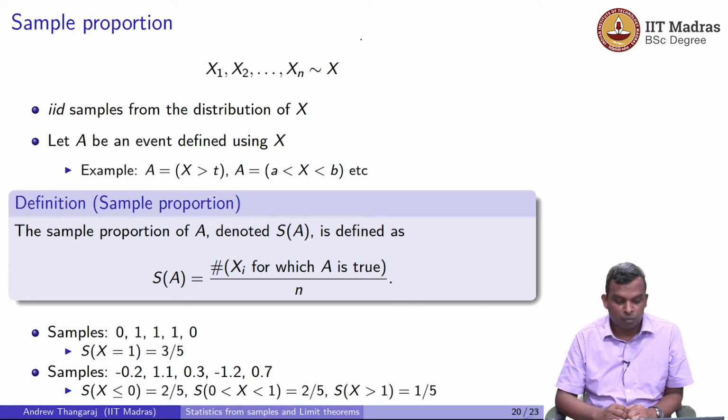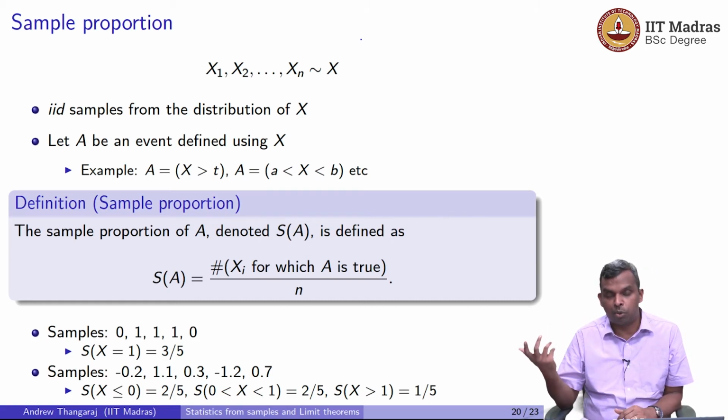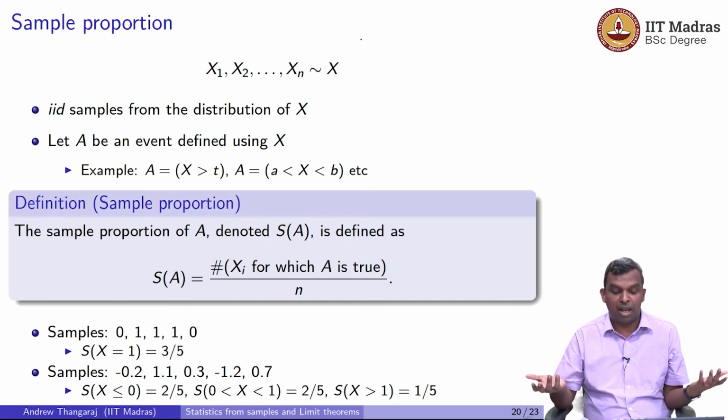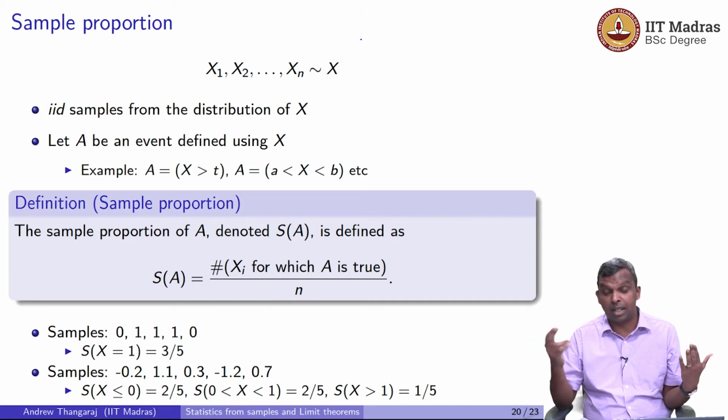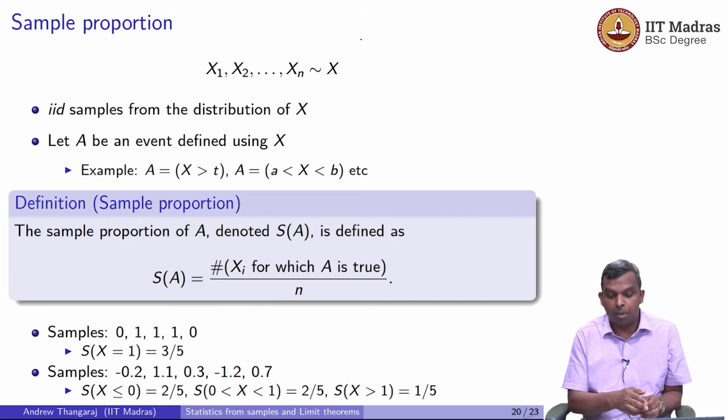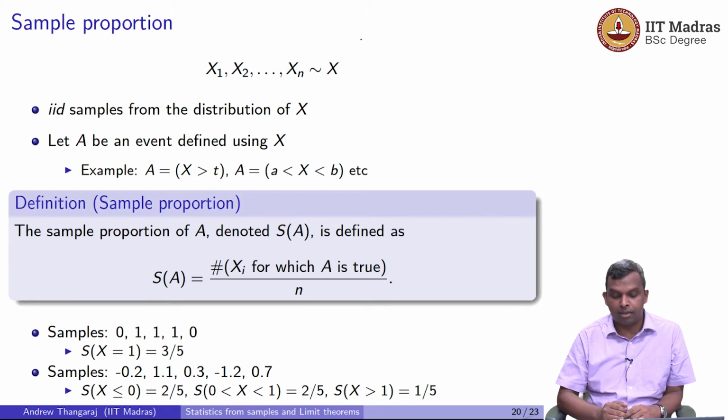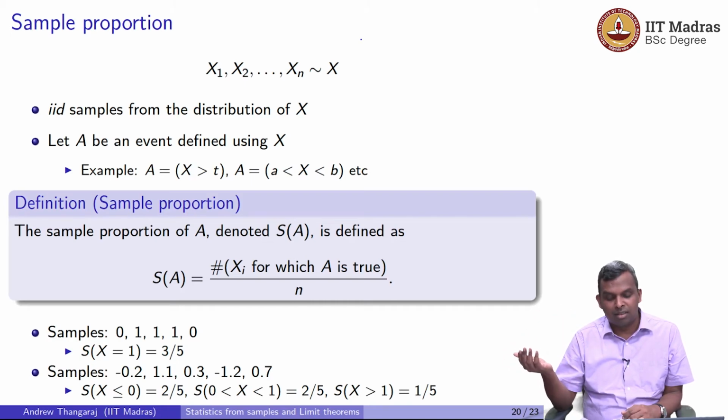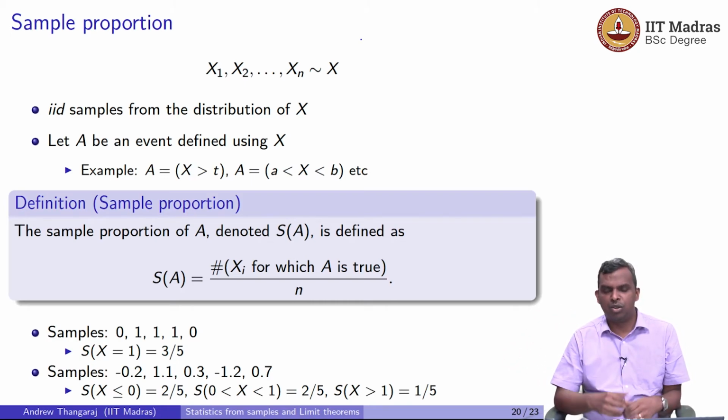Here's the illustration. You have a sample 0, 1, 1, 0. You can calculate the sample proportion of x equals 1, that is 3/5. Here are other samples: minus 0.2, 1.1, 0.3, minus 1.2, 0.7. You can calculate all these sample proportions. What's the proportion of values for which x is less than or equal to 0? S of x less than or equal to 0, that's 2/5, right? So 2 out of the 5 cases. X is between 0 and 1, that is 2 out of the 5 cases again. X is greater than 1, that is 1 out of the 5 cases. Do you see how I'm doing this?